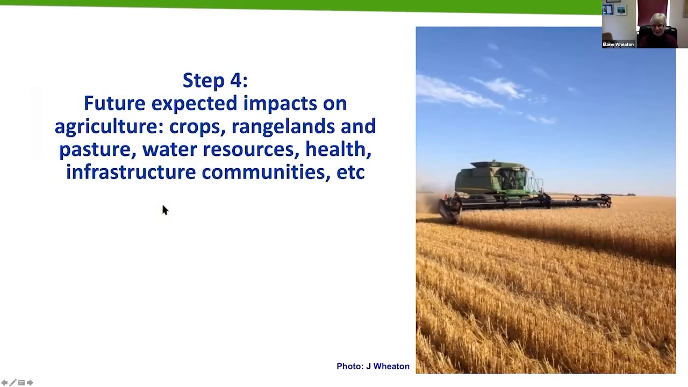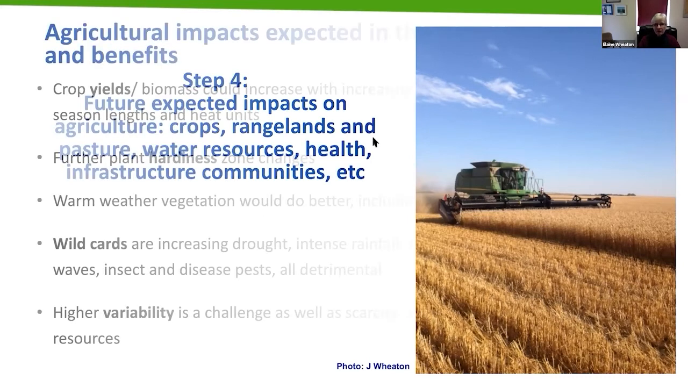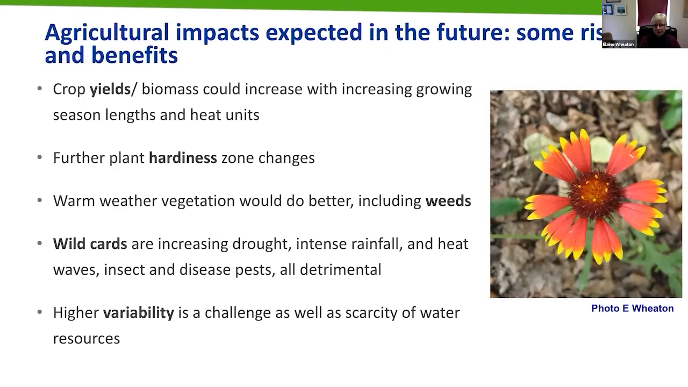A couple more steps here for you. So this one considers the future expected impacts on crops, rain, pasture, and those aspects. So here are the agricultural impacts expected. Remember that the plant hardiness index and climate shifts, well, those indicate an increase of crop yields and biomass with increasing growing season and heat units. So that's those plant hardiness zone changes.